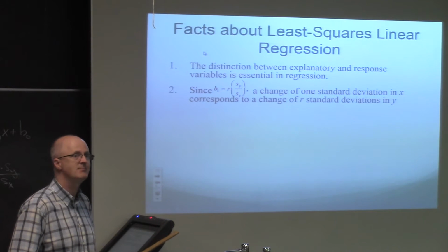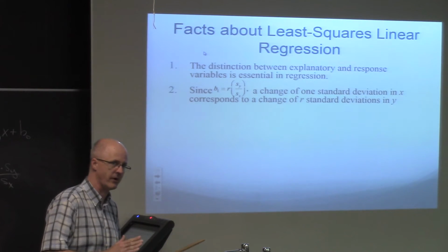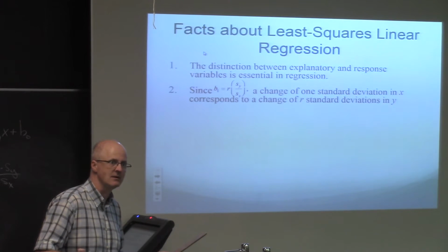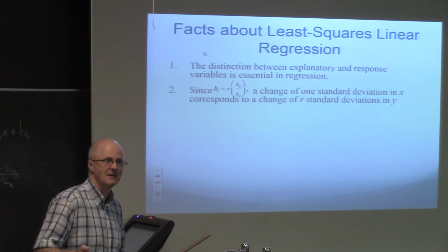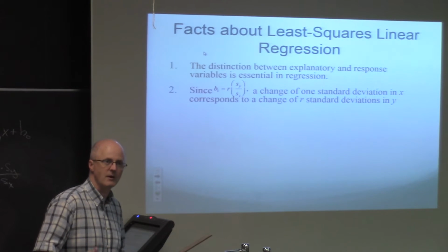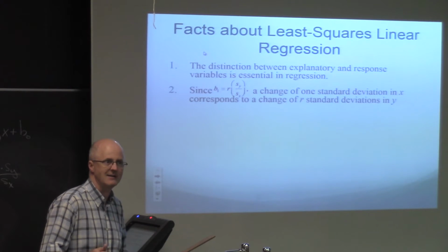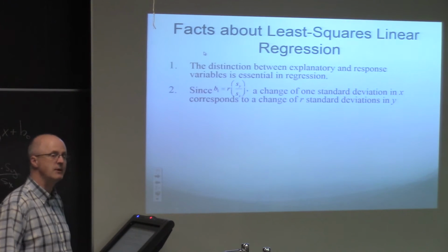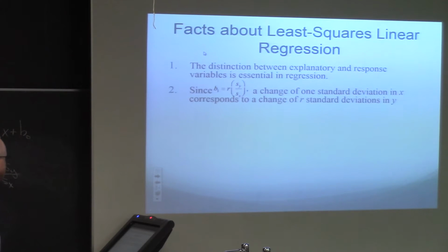Y always changes by less than x does along a regression line. And you can take the absolute value of that change if you want as well, because r is between -1 and 1 in standardized units. Okay, not in actual units, it could change more. But if you standardize it, if you convert to z-scores, essentially, it changes by less.